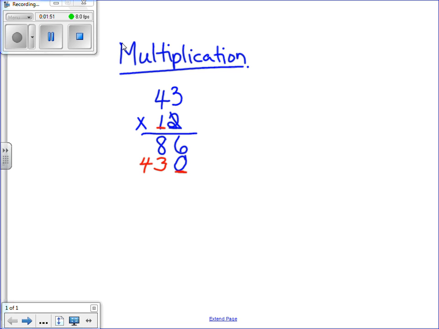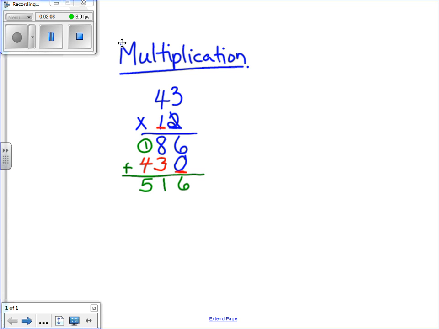So then we're going to add the 2 together. 6 plus 0 is 6. 8 plus 3 is 11. Carry our 1. 1 plus 4 is 5. And our answer is 516.